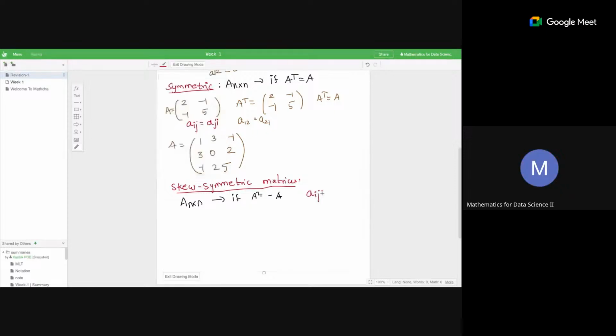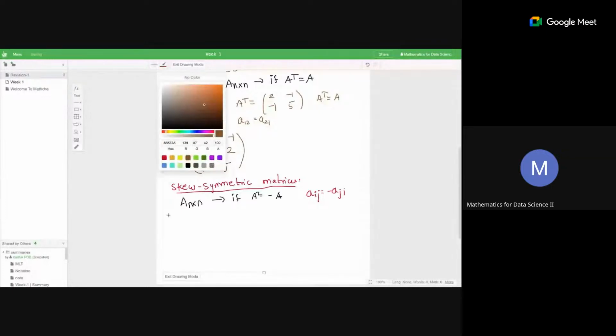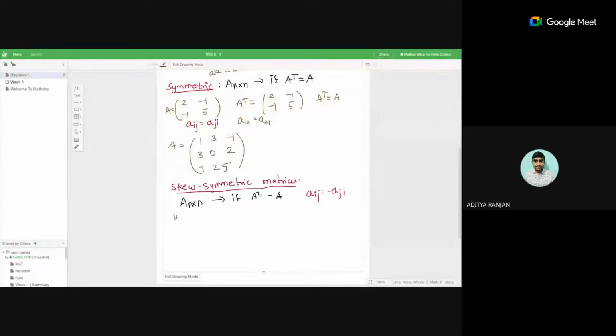Now if i is equal to j, what will happen? Can you just think a moment and tell me? Don't answer quickly. If i is equal to j, what is going to happen for Aij? It becomes 0. See, if i is equal to j, then you have Aii is equal to minus Aii. So this means that you have 2Aii is equal to 0. This means that Aii is equal to 0. Agreed? Yes or no?